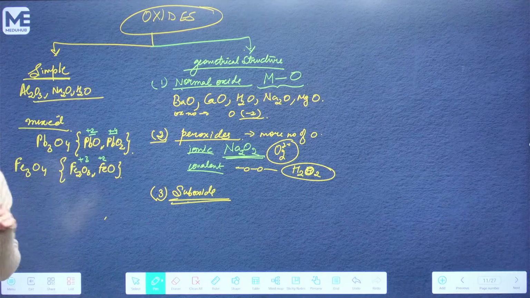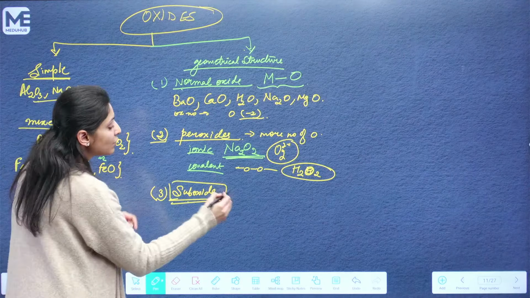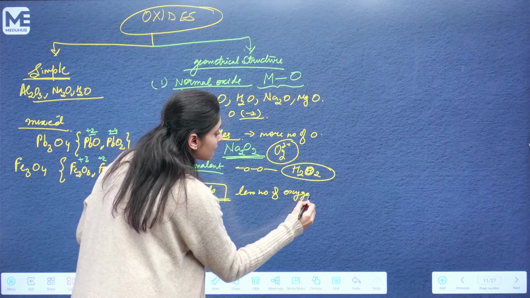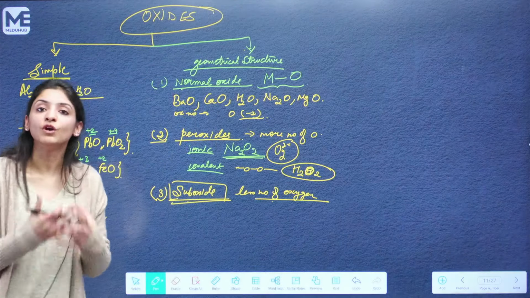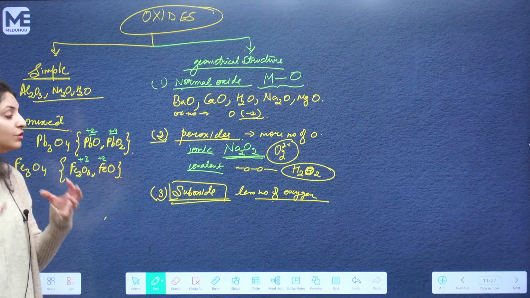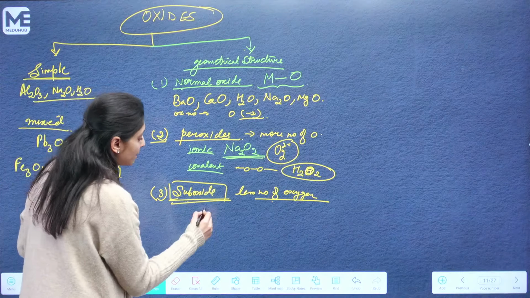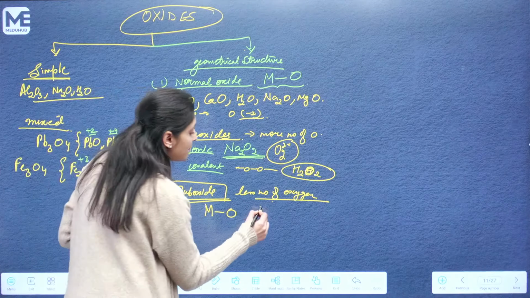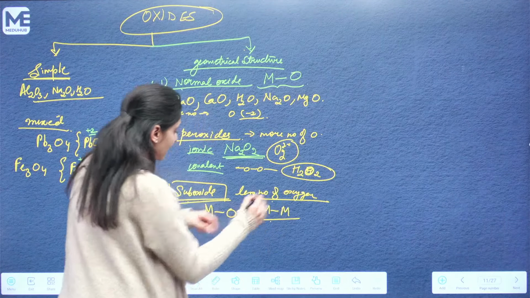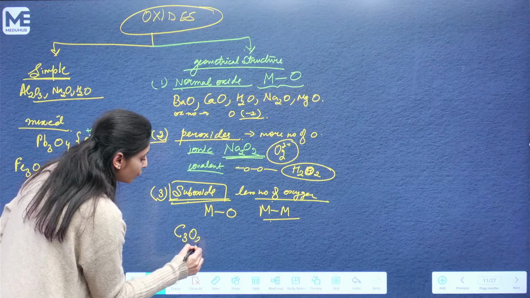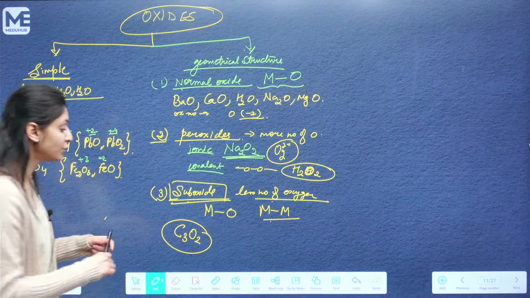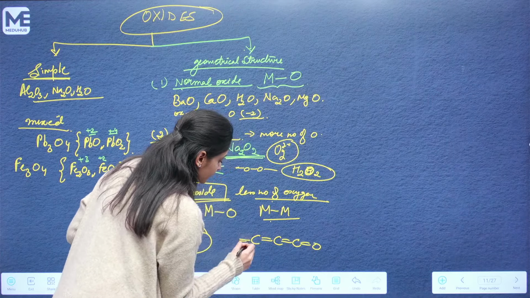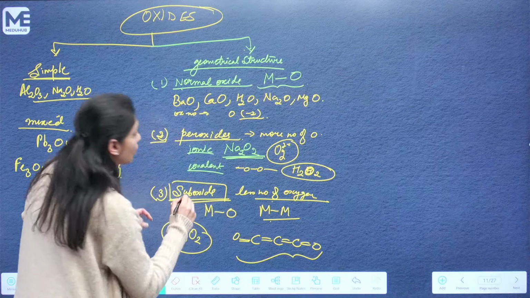These are peroxides. Now the third category here is a suboxide. What happens in the case of a suboxide? A suboxide has fewer oxygens than can be found out from the oxidation number of the metal or the non-metal. So here, apart from MO bonds, like in normal oxides, there are MM bonds also present, like in the case of C3O2, which is an oxide of carbon. The structure of C3O2 would be like this. So this is a suboxide.